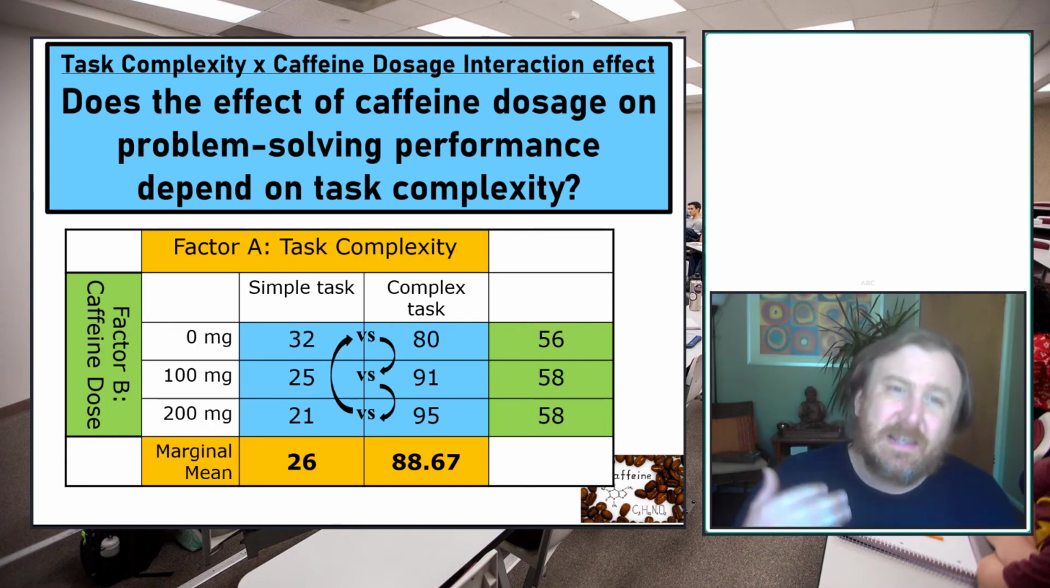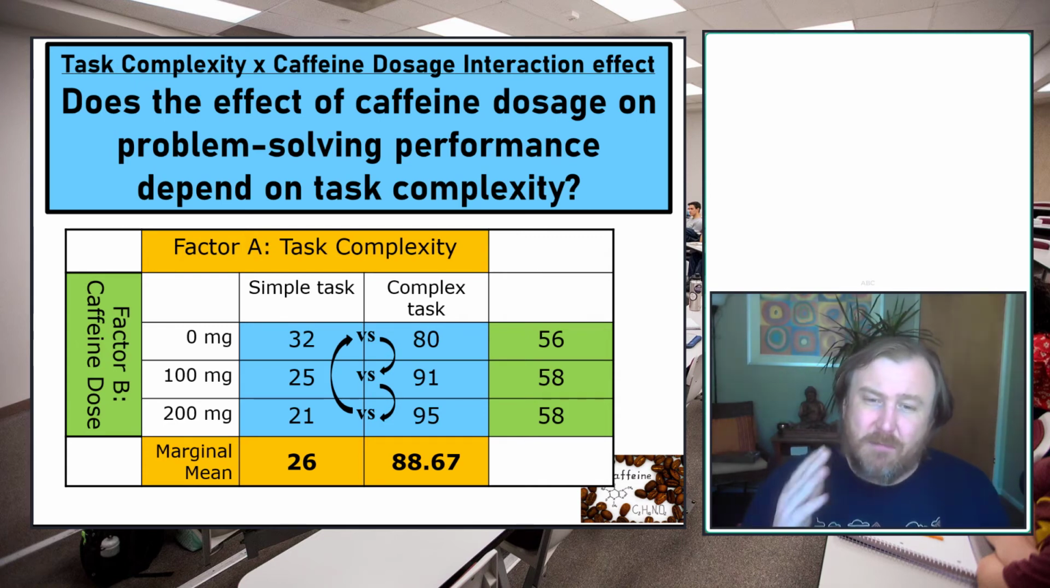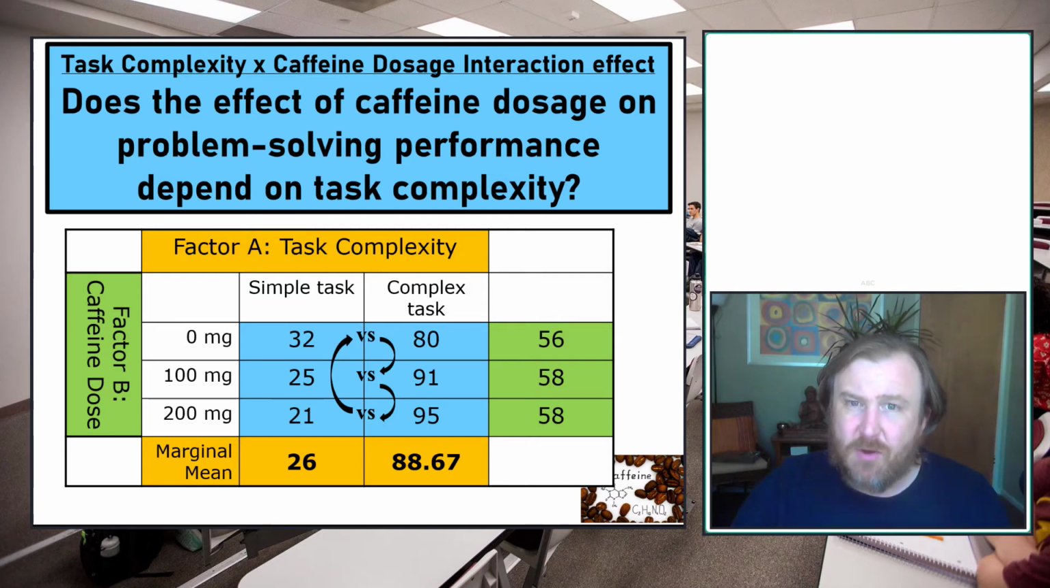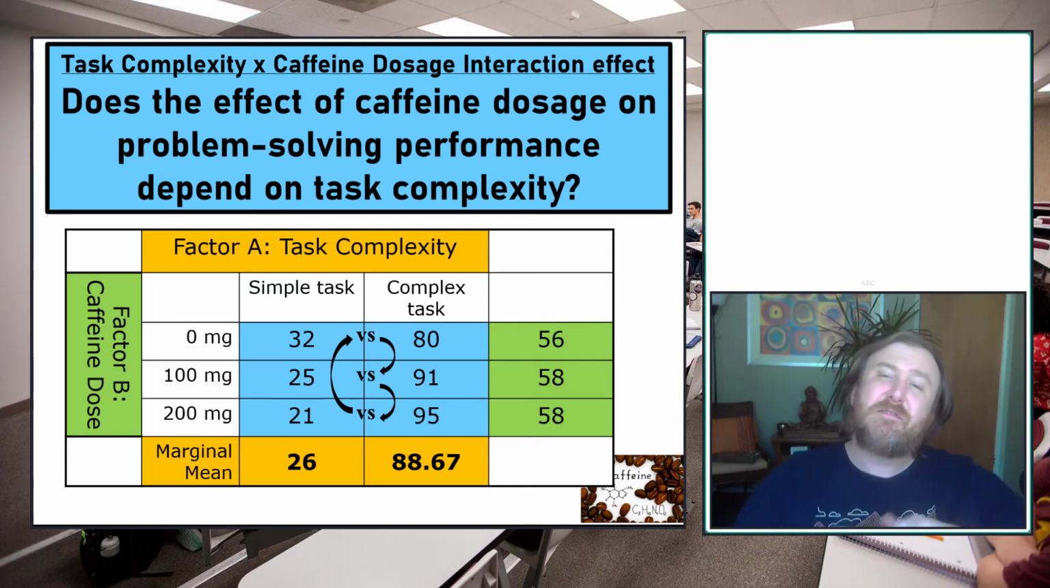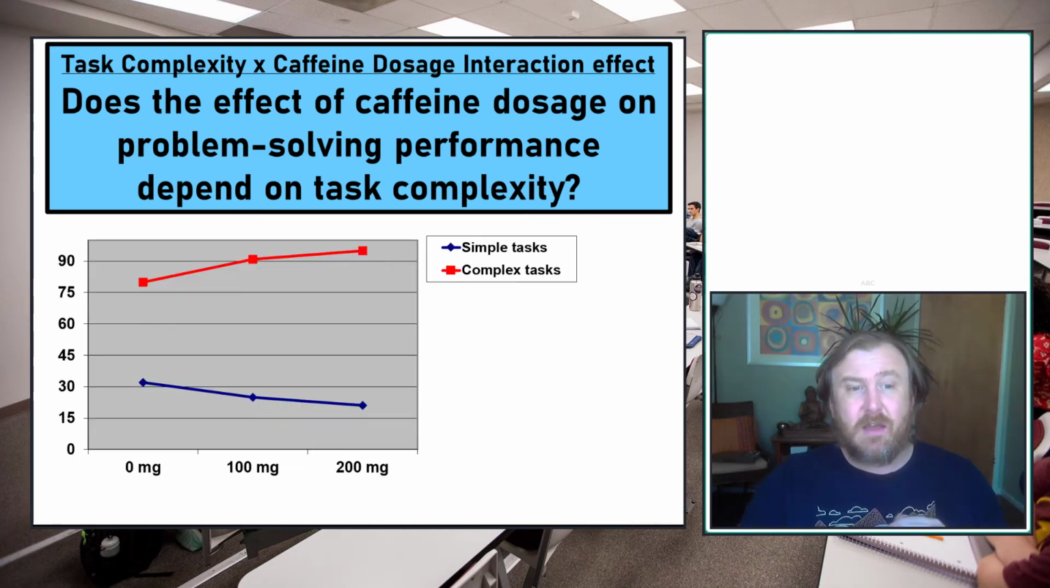So, to examine this, we're not using the marginal means anymore. What we're doing is looking at the differences across one factor and seeing if those differences are significant. So we might take 32 minus 80, 25 minus 91, 21 minus 95, and see if the magnitude of those differences is different. And that is essentially an interaction effect. So here, when we plot this out, we can see these lines aren't parallel. It looks like there may be an interaction effect here.